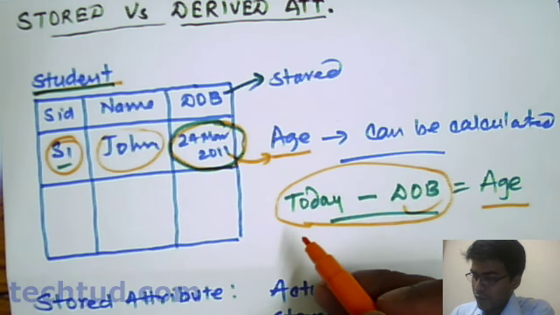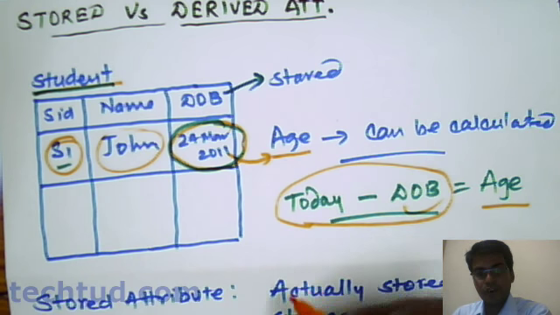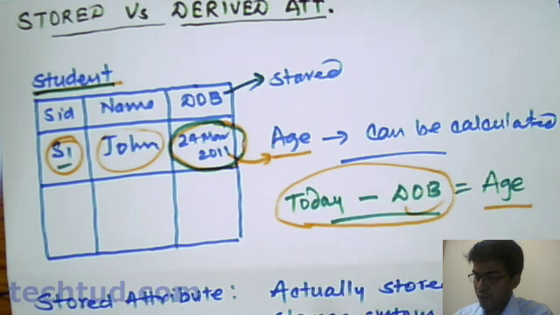We cannot store age directly in the database because my present age will not be the same after 1 year. So we will have to store date of birth to make the database flexible.